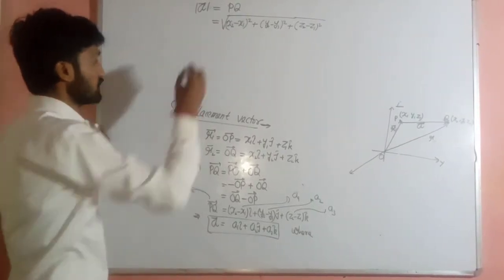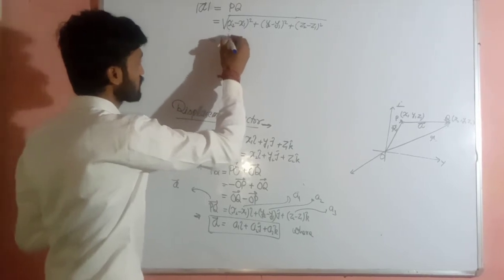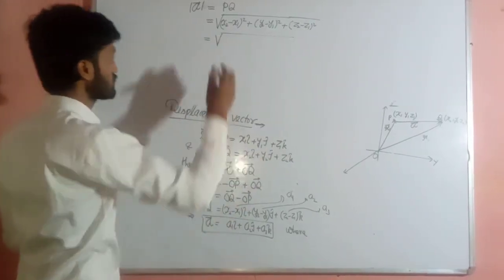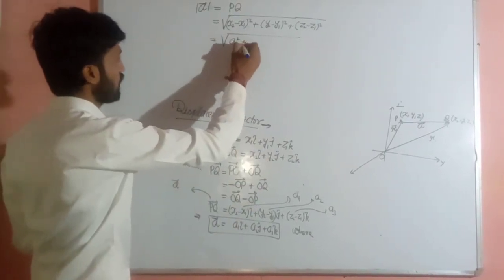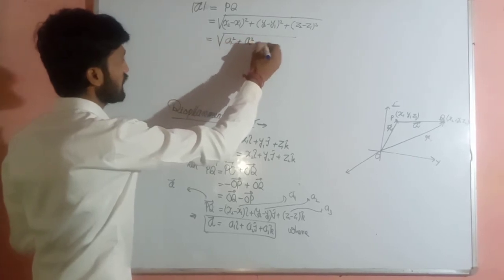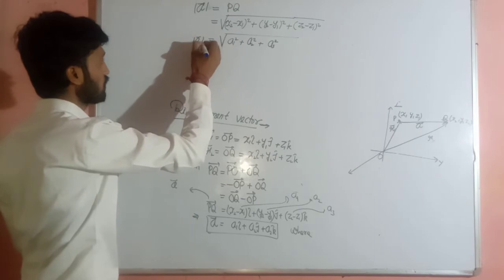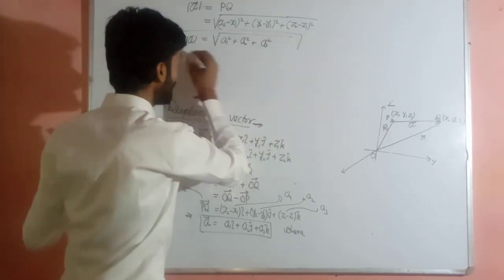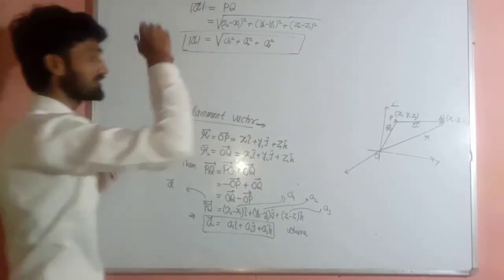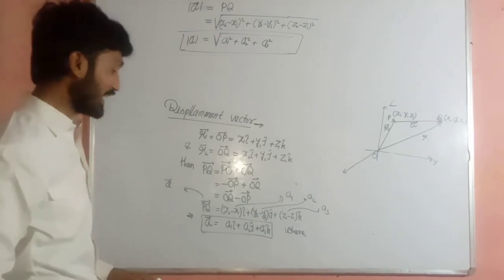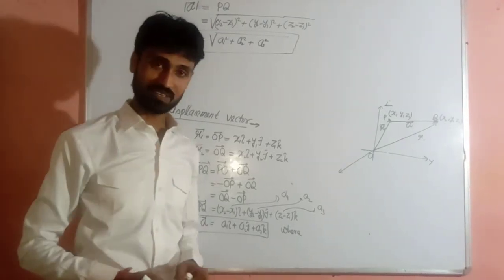Okay, so x2 minus x1 is a1, y2 minus y1 is a2, and z2 minus z1 is a3, squared. This is the mod of the vector. And now we want to find out the information of the direction of this vector mathematically.